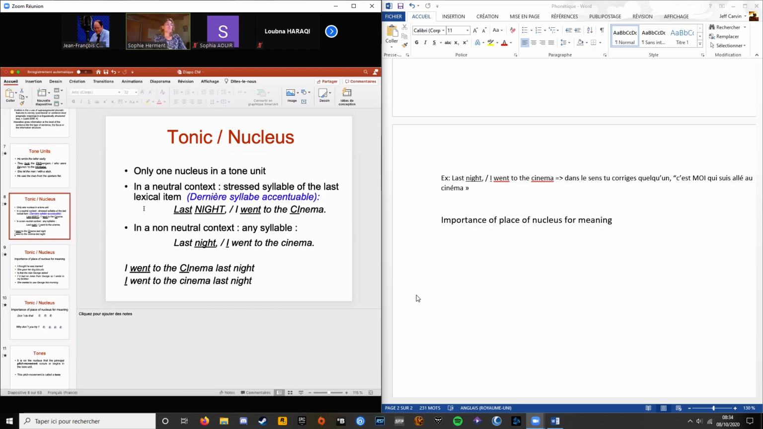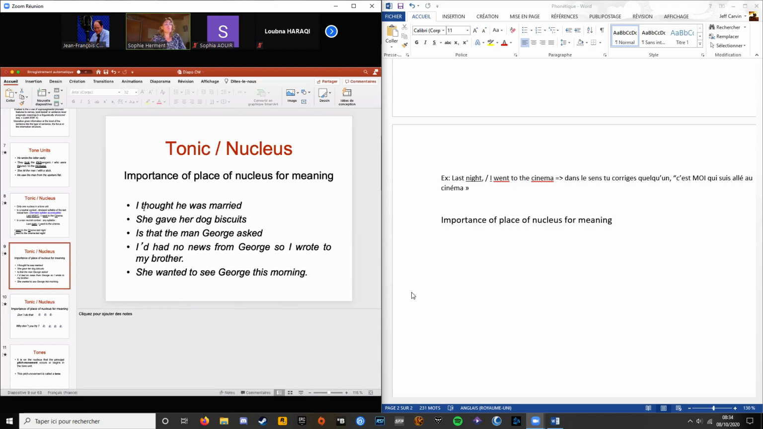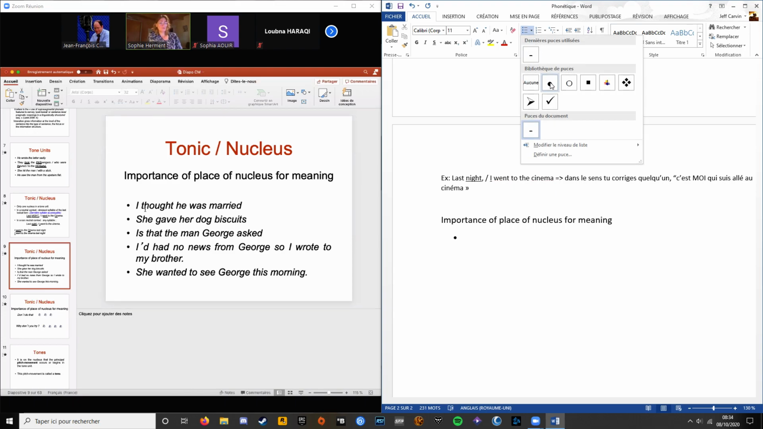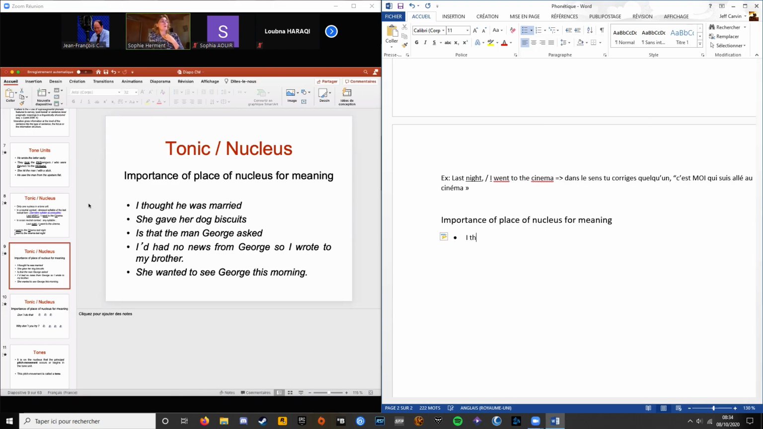So if I come back to my tonics or nuclei, a few sentences to show you the importance of the place of the nucleus for meaning, because depending on where you place your nucleus, you don't say the same thing. The first one is a bit difficult. I know that. It's the same principle as above. For each sentence, you have several different meanings possible according to where you place your nucleus, no matter the division into tone units. So here, only one tone unit. Okay.